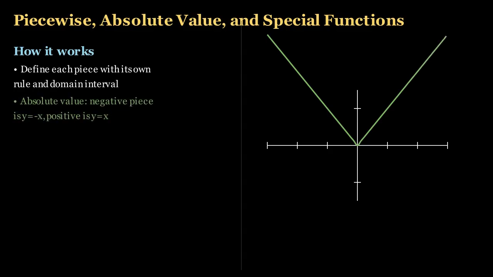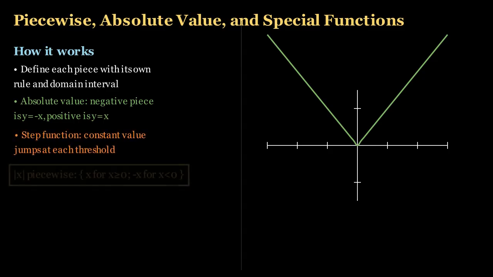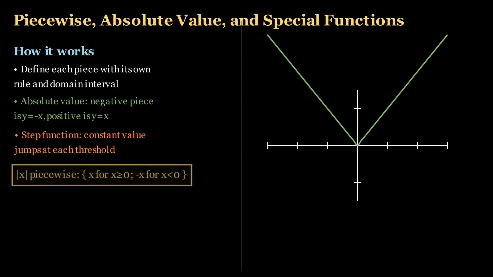A step function is even simpler. For any weight from 0 up to 1 kilogram, the cost is $5. For weight from 1 to 2 kilograms, the cost jumps to $8. Each piece is just a flat constant, and at the threshold, the graph leaps up instantly.